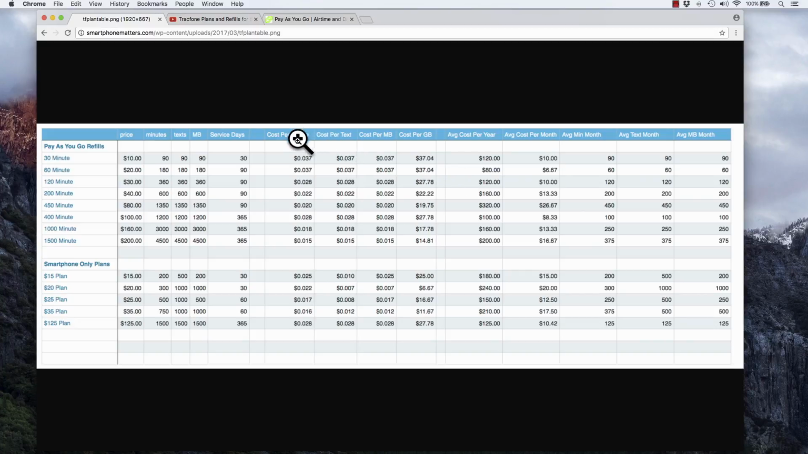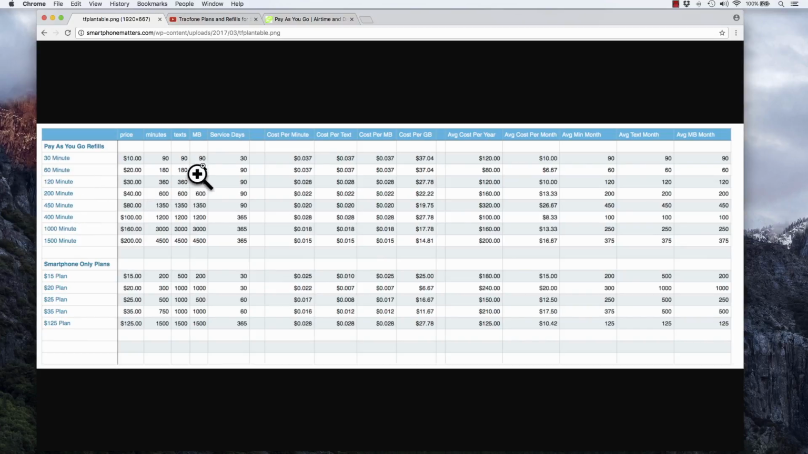Now, if we look down at the cost per minute, we'll see that the plan with the lowest cost per minute is this 1500 minute refill. It'll cost you 1.5 cents per minute, and then it will be the same cost for texts and for megabytes of data. And if you calculate out what you're paying per gigabyte, it's $14.81 per gigabyte. So this is by far the least expensive plan for data here. As far as cost per year, this plan would cost you $200. So it's kind of in the middle of the high and the low, where the high is $320 and the low is $80.